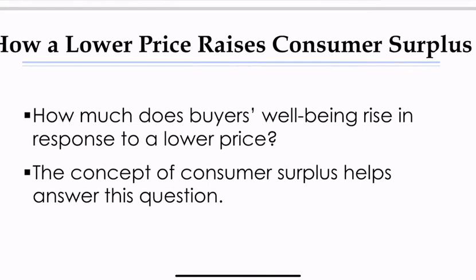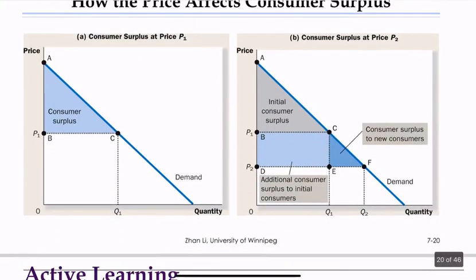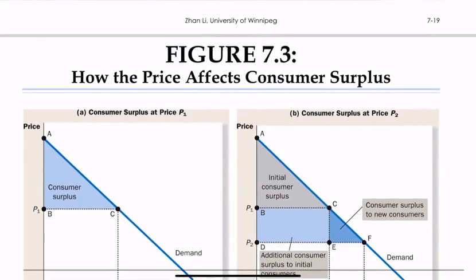Okay, great. Now let's consider how price affects consumer surplus. So here we consider how a lower price would increase consumer surplus. This is fairly intuitive, right? Basically, consumer surplus is defined as the difference between willingness to pay and the price. Now, if price decreases, consumer surplus should increase, right?